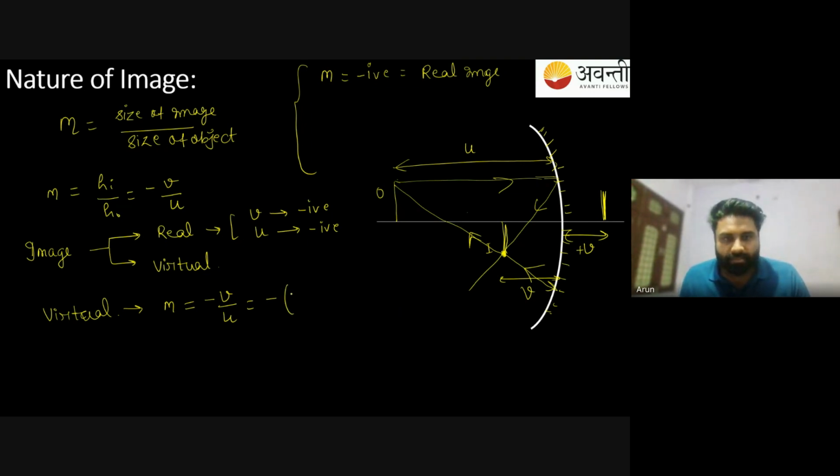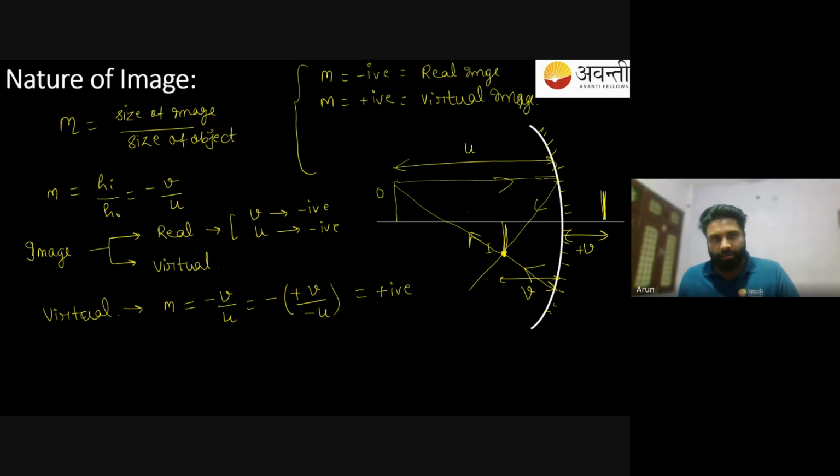V is positive, but U is negative, because you have to place the U on the principal axis. So you have measured in this direction. U means distance U has measured in this direction. So U is negative. So this has to become out negative, negative, positive. So this has to become out a positive value. So when M is equal to positive, the image formed will be the virtual one. Virtual image has to be formed.